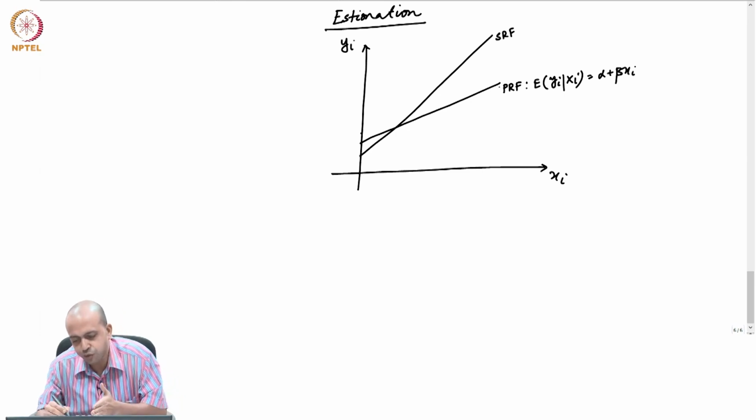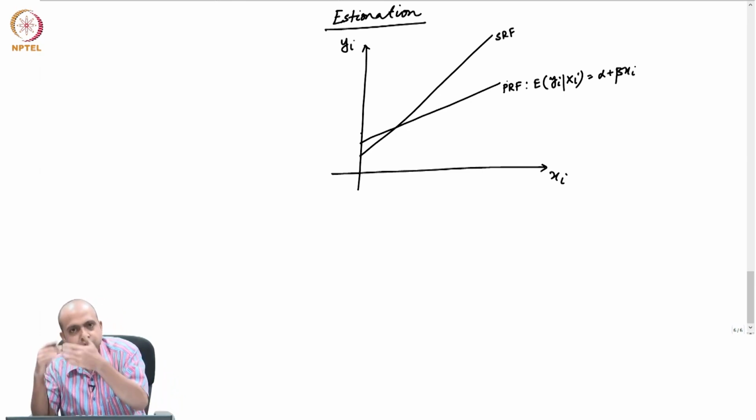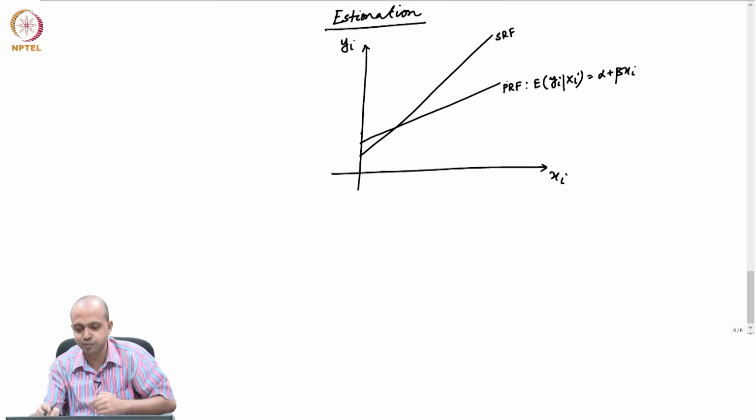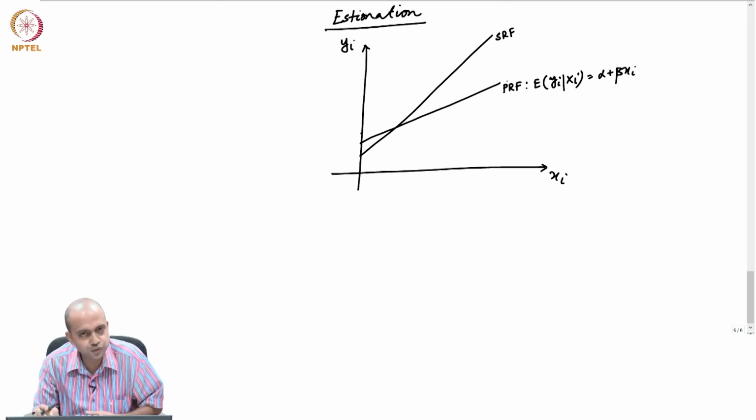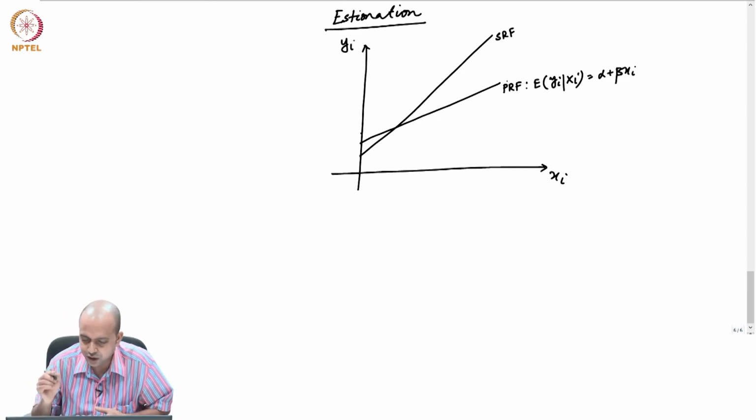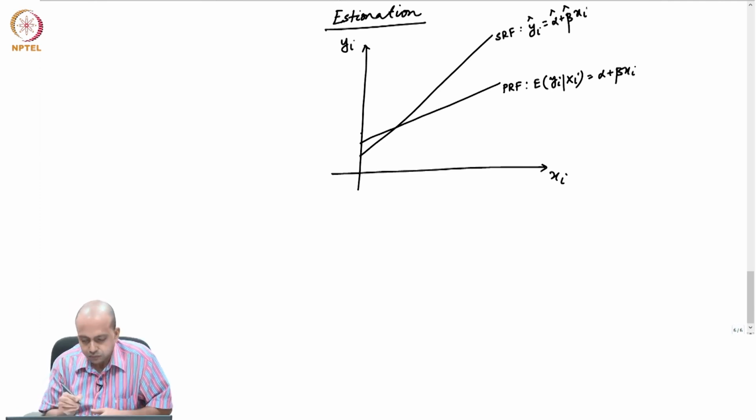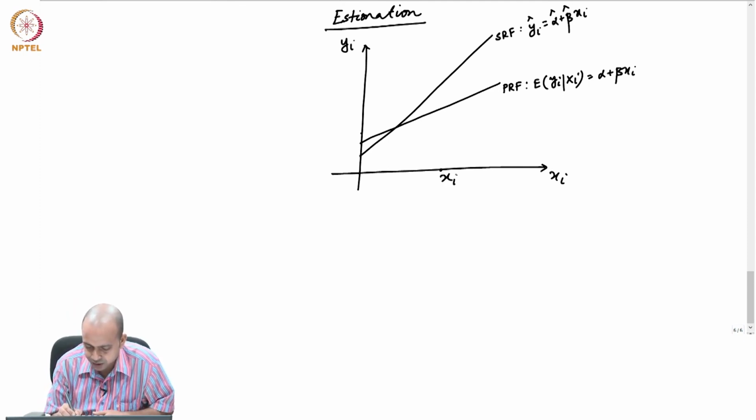So that means this is the population regression function which we are trying to infer about, because the true population parameters alpha and beta are never known to us. Okay, they are never known to us. So that is why this is the population regression function, but we have estimated this SRF, and this is yi hat that we have estimated, equals alpha hat plus beta hat xi.